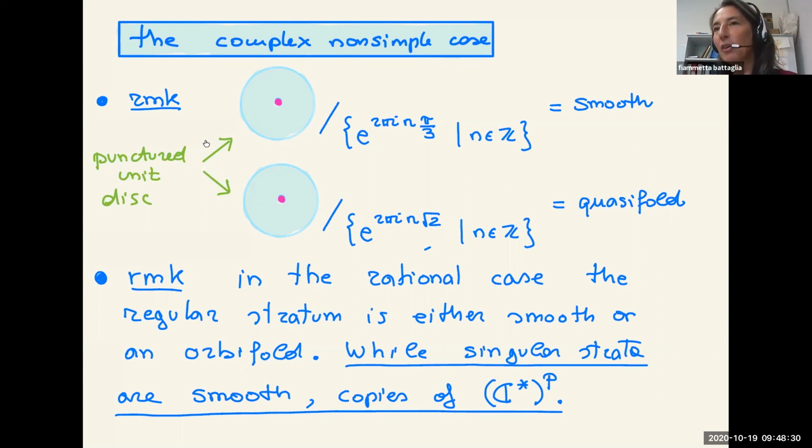Just to make an example, I take the punctured unit disk. This pink point is the origin. When we consider the quotient by a finite group, since we don't have the origin here, we get something that is smooth. But if this group is one of our countable groups, then the quotient is a quasifold, and that explains why the strata in the rational case are all smooth.